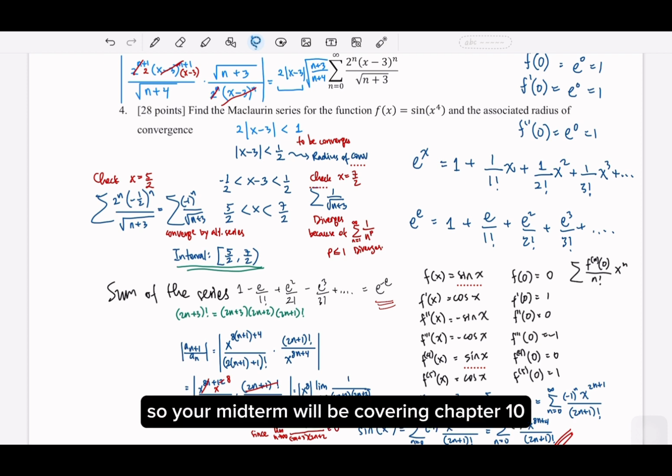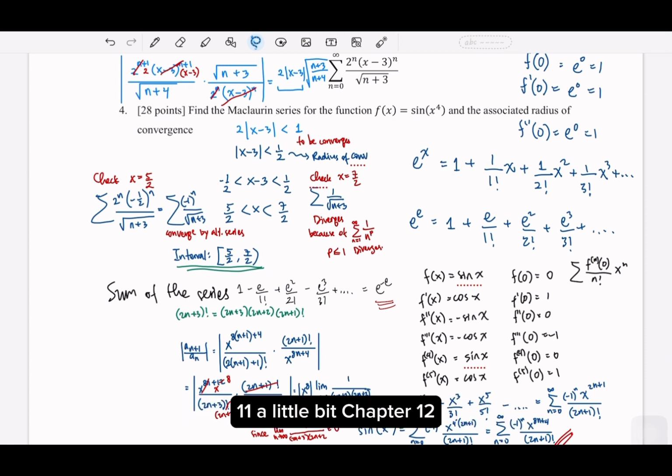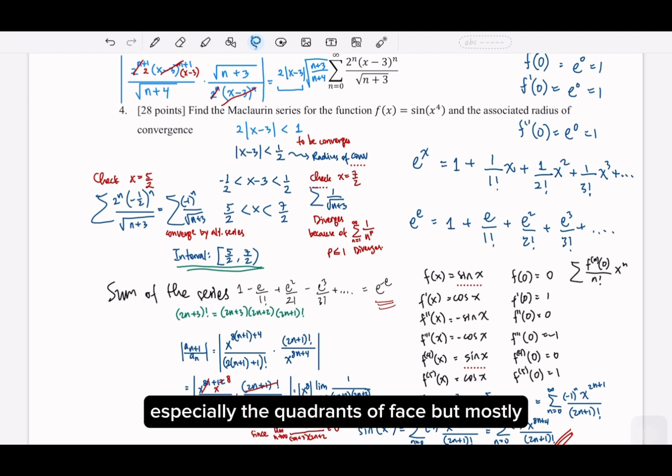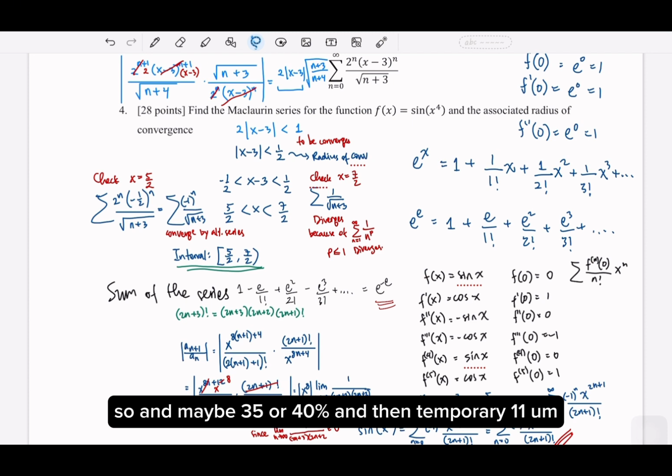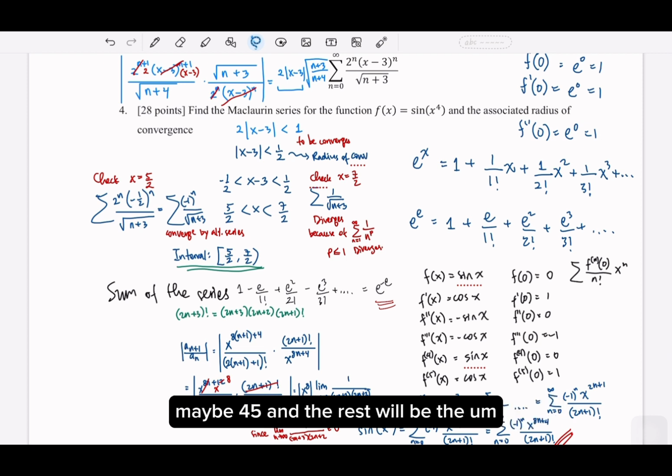So your midterm will be covering chapter 10, 11, and a little bit of chapter 12, especially the quadratic surface. But mostly still chapter 11. So chapter 10 maybe 35 or 40%, and chapter 11 maybe 45%, and the rest will be chapter 12, the quadratic surface.